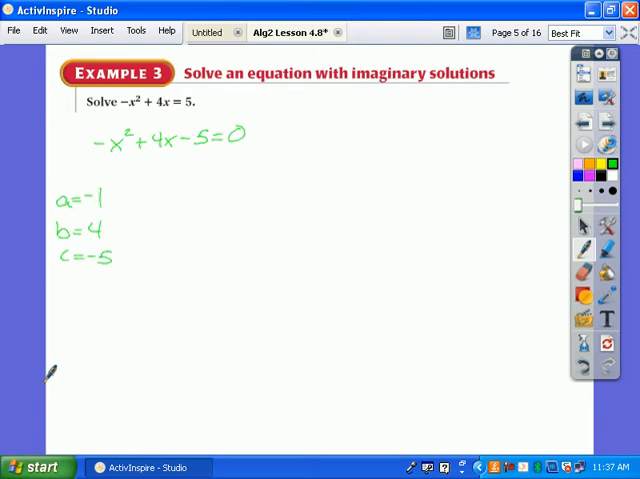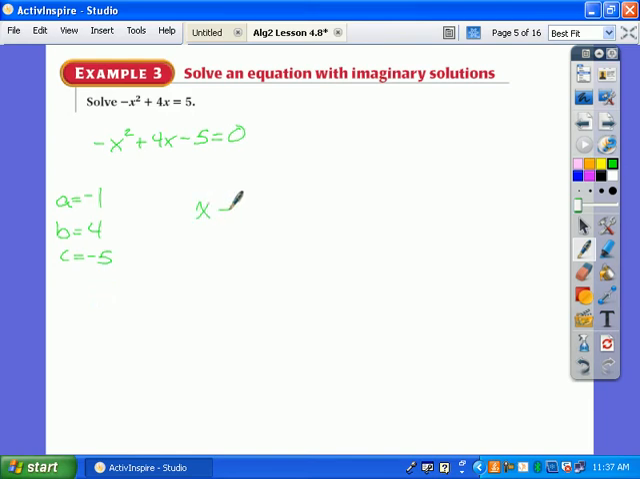Now, if you don't like that, if you didn't want to use those values, you could have multiplied everything by -1. If you take the equation and multiply everything by -1, that'll just change all of the signs, but you will still get out the same solutions using the quadratic formula.